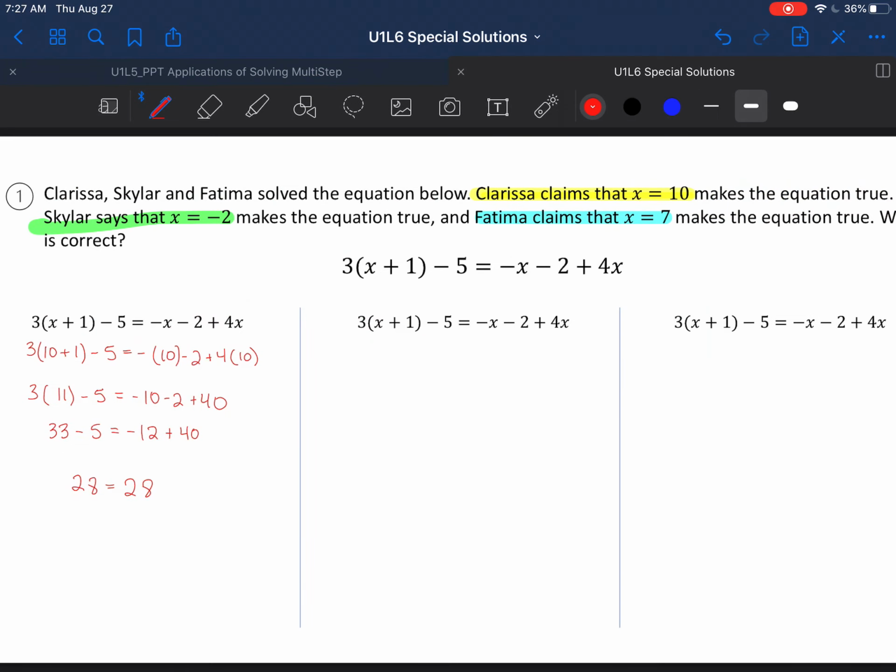So, everyone, what does that mean for Clarissa? Clarissa claims that x equals 10 makes the equation true, and she is correct. X equals 10 does make this equation true.